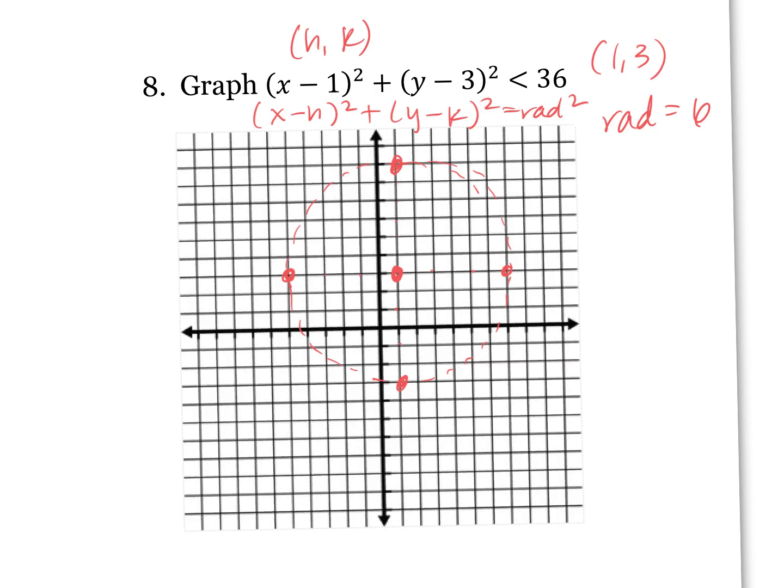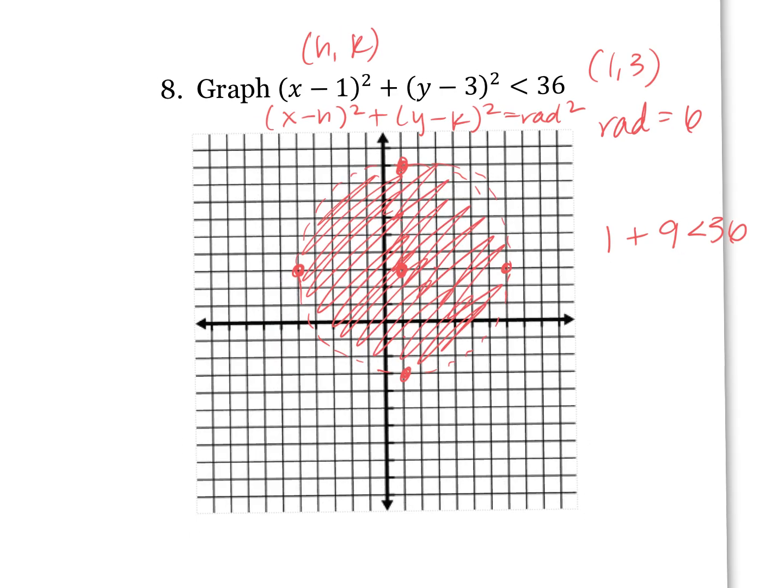What point? Luke Lee, give me a point to try. 0, 0. Luke, what's 0 minus 1? Square it. 1 plus what's 0 minus 3? Square it. Is 10 less than 36? Yeah. So then I'm going to shade where that 0, 0 is. I get to shade in my circle.